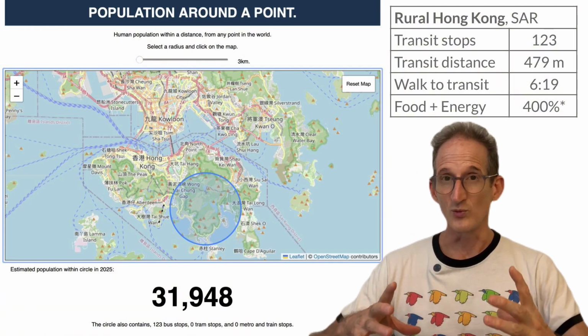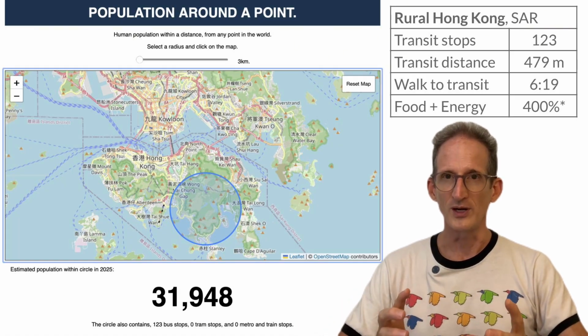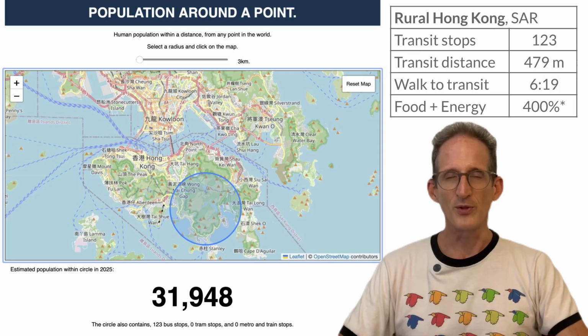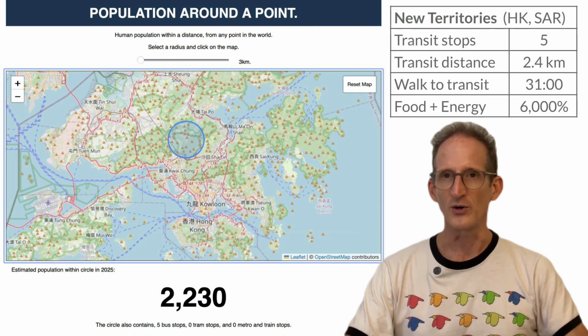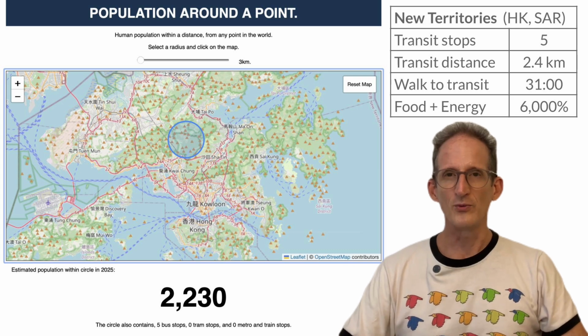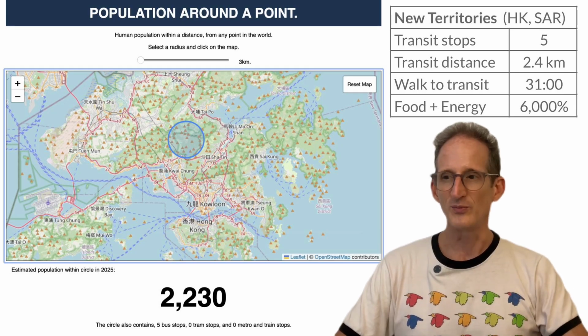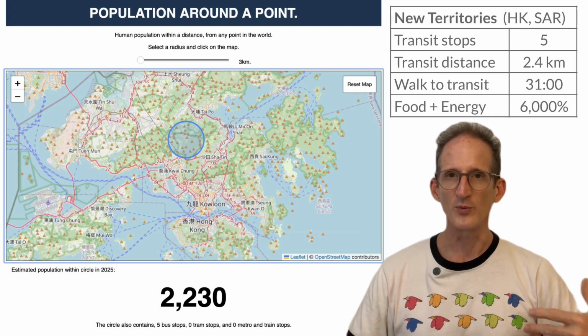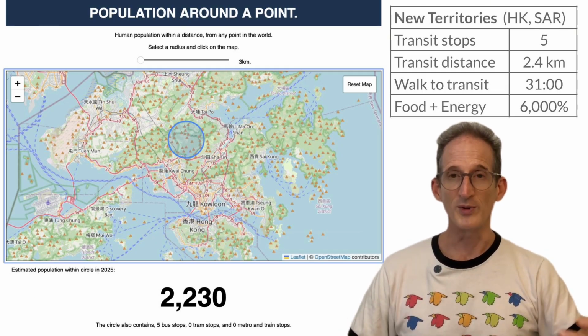Now, I hope this is making really clear how much urban density varies from point to point, even within regions that people think of as one city. And just to punctuate that, let's look at the new territories in Hong Kong. I know somebody who raised chickens in Hong Kong, and it was pretty easy to guess where he was. This circle in the new territories only has 2,000 people with 5 transit stops. So in this area, you would have to walk 2.4 kilometers to go from one transit stop to the next. And for most people, that would be a half-hour walk.